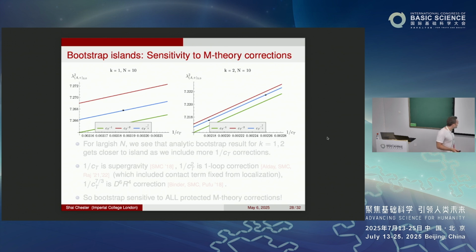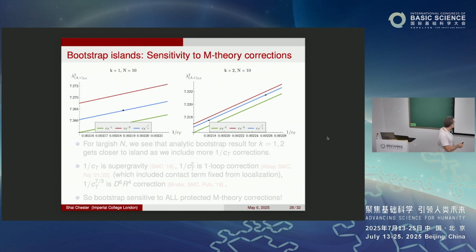So one thing we'd like to do is look at the theory at large n and see if we can learn about higher derivative corrections. So that's what we're going to do here. The x-axis is 1 over n, and we're looking at the regime where n's really big, which is why these numbers are very small here. And the y-axis is the result we get for the CFT data, for the semi-short operator. The left plot is k equals 1, the right plot is k equals 2.